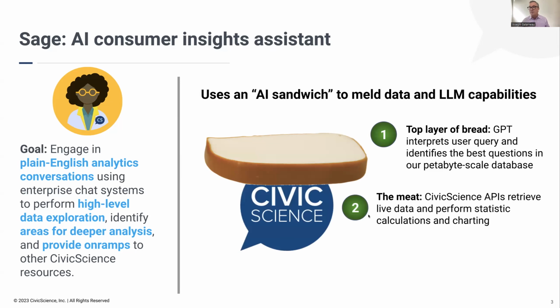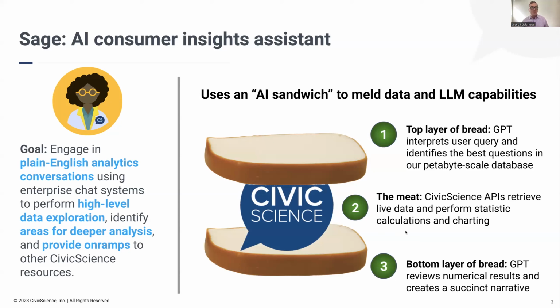And then the meat in the sandwich is our petabyte-scale database, where GPT is creating API queries into our database to do the stats and the testing and sampling and graphing and all that heavy lifting. The AI itself isn't sophisticated enough to do that. Our systems are doing it. And then on the backside, the bread on the bottom, GPT takes all the data that comes back from that query and summarizes it in a plain English way, as well as doing some other things around it. We'll show you in a moment.